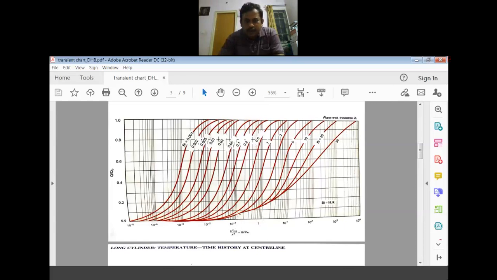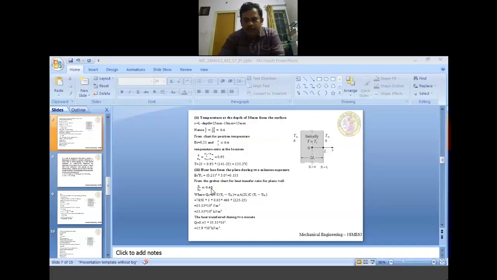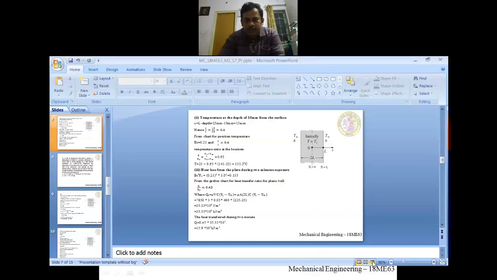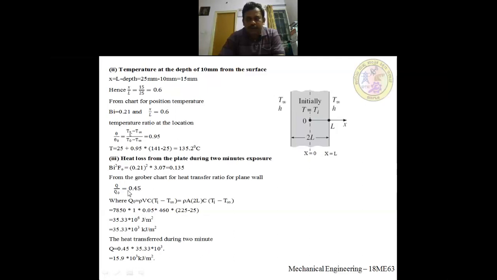You have to draw a vertical line where it meets the 0.2 curve. 0.2 is the Biot number, you can see the Biot number values here. Then draw a horizontal line towards the y-axis. Approximately 0.46 or like that it will come. I'll go to the PPT. How much? 0.45. Okay, you can see here, 0.45, I've shown you.